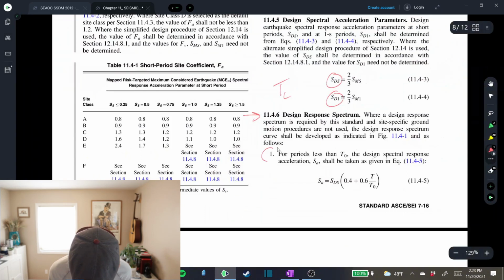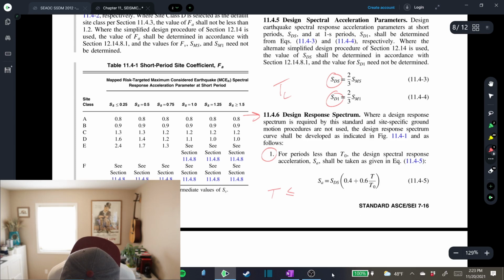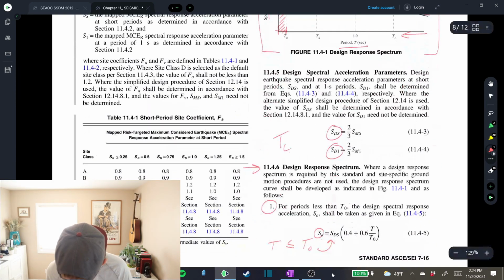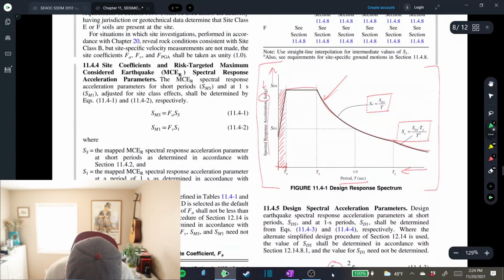All right, so number 1. For periods less than T naught, the design spectral response acceleration, S sub A, shall be taken as the given equation. So for T less than or equal to T sub naught, you will be using this equation to find S sub A. You will use that equation to find, if I go green here, this portion of the line.